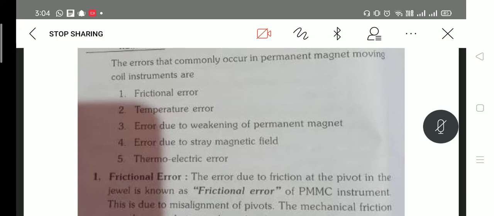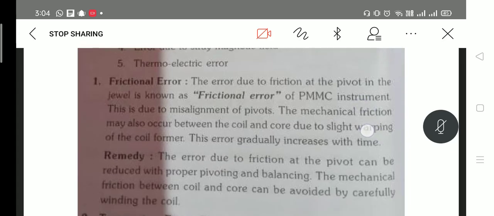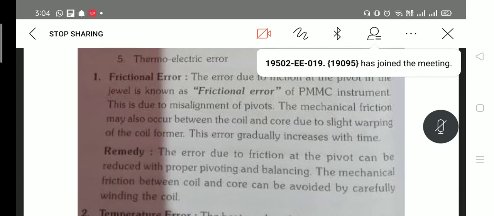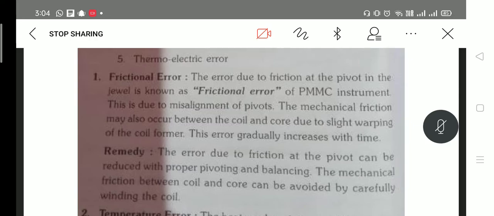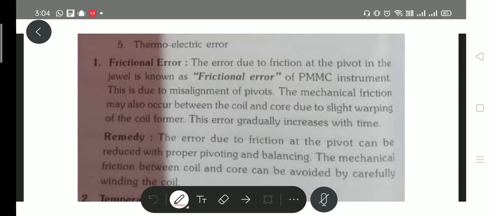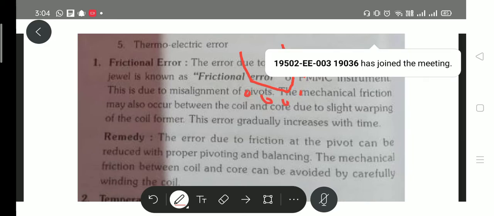First, the frictional error, due to friction. We can reduce this frictional error in the PMMC instrument by connecting pivot jewels. By using the pivot jewels we are reducing the frictional errors. Like this, we connect the jewels, and those jewels will reduce these frictional errors.